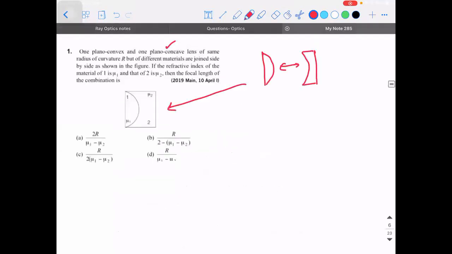So with this knowledge, let's try to solve this problem. Read the question. One plano-convex lens and one plano-concave lens of same radius of curvature, but of different materials, are joined side by side. If the refractive index of material 1 is mu1 and material 2 is mu2, then the focal length of the combination, 1 by capital F, is equal to 1 by f1 plus 1 by f2. Correct?